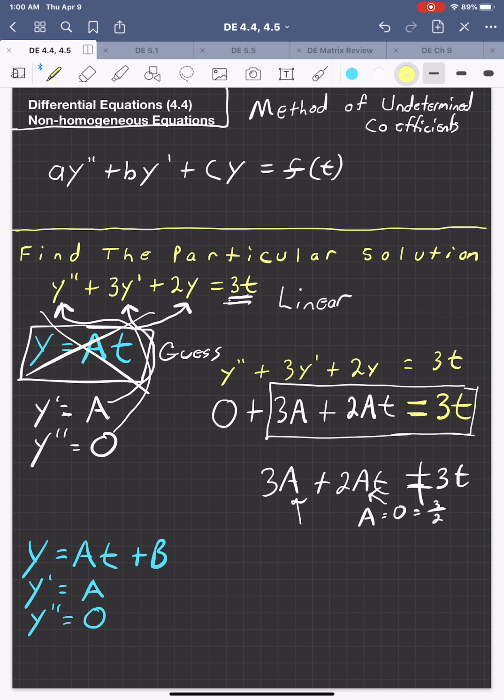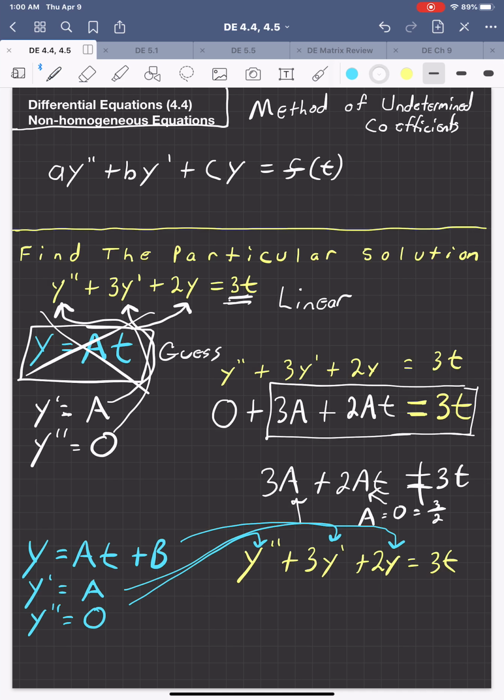Ready? And let me go ahead and one more time just write the original problem here. And I'll show you how this is actually something we can use. Ready? So we're going to be plugging in for y, we're going to plug in for y prime, and we're going to plug in for y double prime. Let's see what that looks like. So that's going to be 0 plus 3a plus 2 times, ready, at plus b. And that still has to equal 3t.